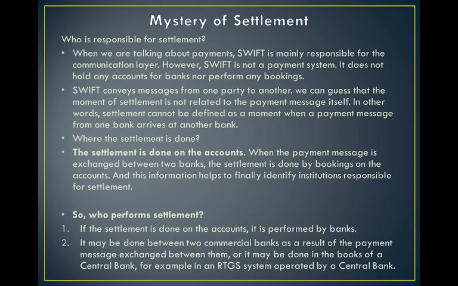It may be done between the two commercial banks as a result of payment message exchange between them, or it may be done on the books of the central bank. Meaning, who is doing the central bank clearing? Like RBI in India, for example, or Fedwire, or an RTGS system operated by a central bank. Okay, it is the commercial bank who is doing the exchange of settlement.